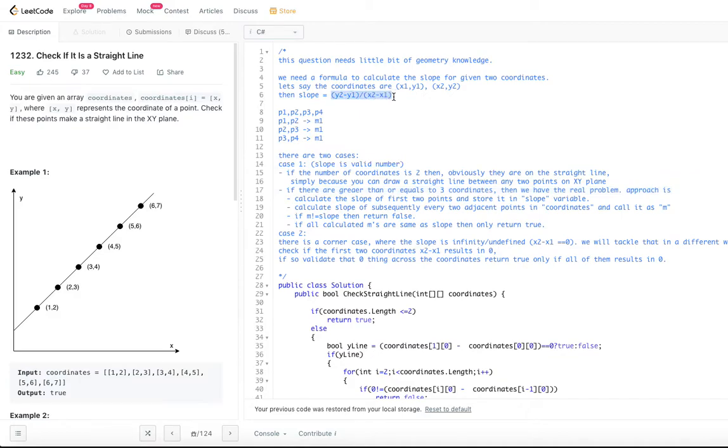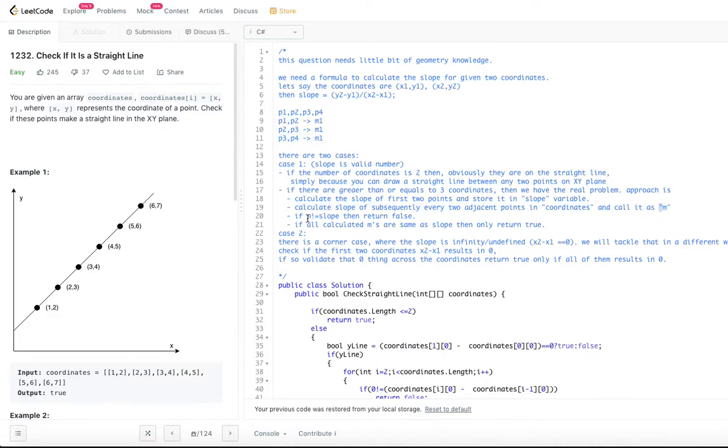So we calculate the slope for the first two points and store it in a slope variable, and then calculate the slope of every subsequent two adjacent points. Just like we said, when p1, p2, p3, p4 are the points, we calculate p1 p2, p2 p3, p3 p4. So that many slopes we are going to calculate. When we calculate the slope for every two adjacent points, let's call that m.